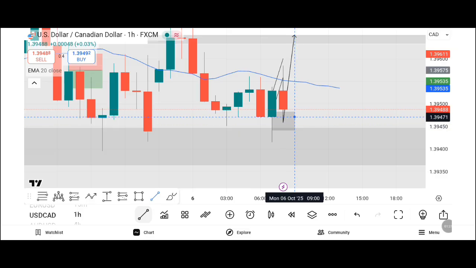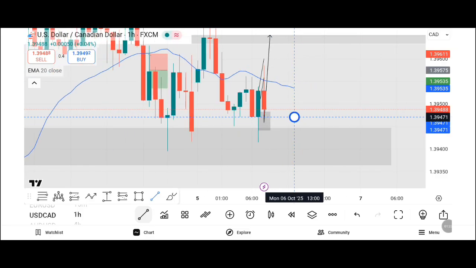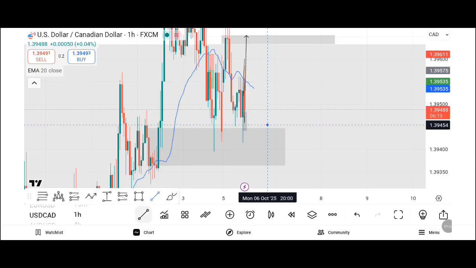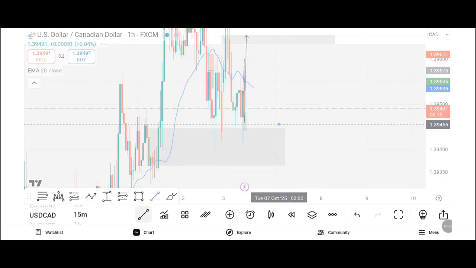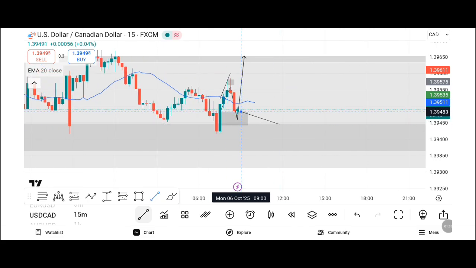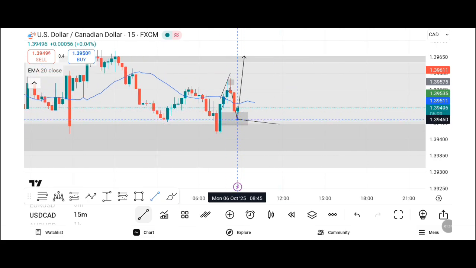So on that opportunity to buy, what we need to do is go down to a smaller time frame, maybe from the 15-minute time frame, so that we can see what the market is actually giving us. Look at this time frame right here. You can see how the market is respecting that zone.